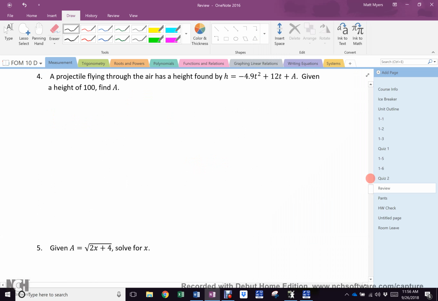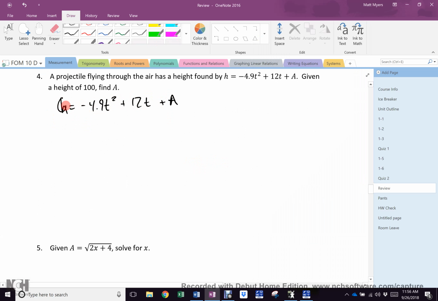Turn the page over. I have h equals negative 4.9t squared plus 12t plus a. And h, that should have been a highlighter.